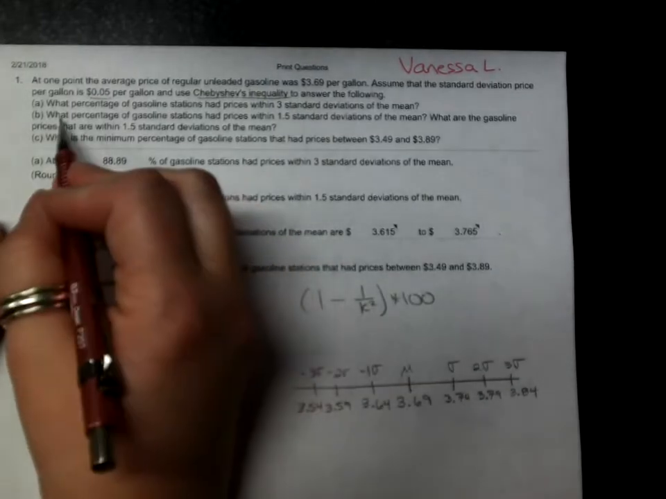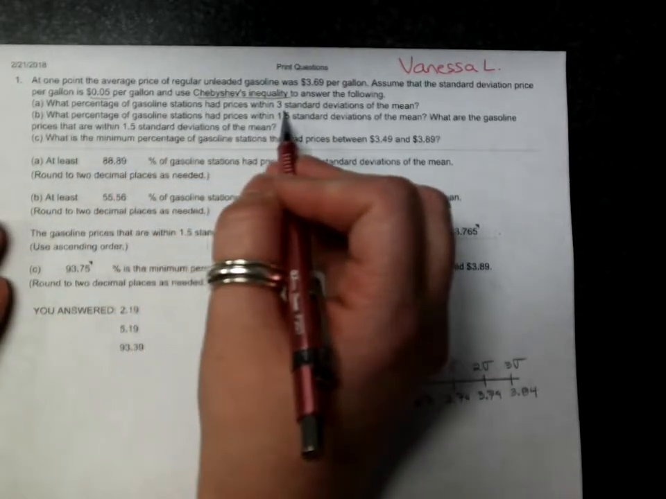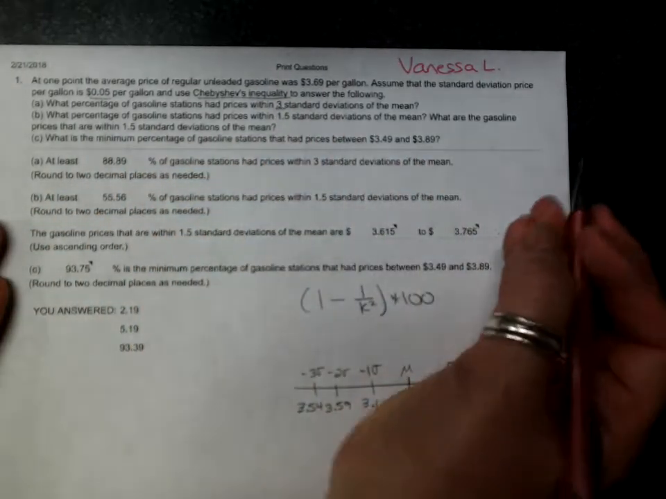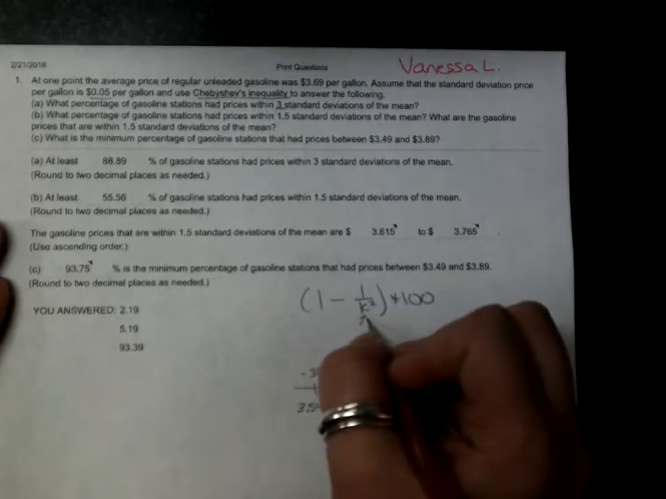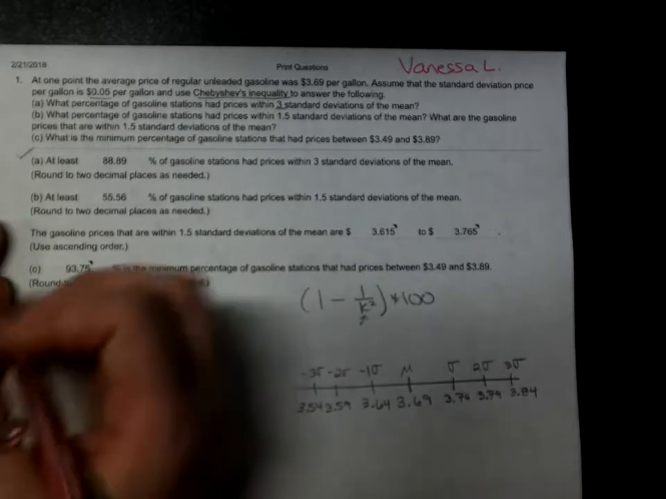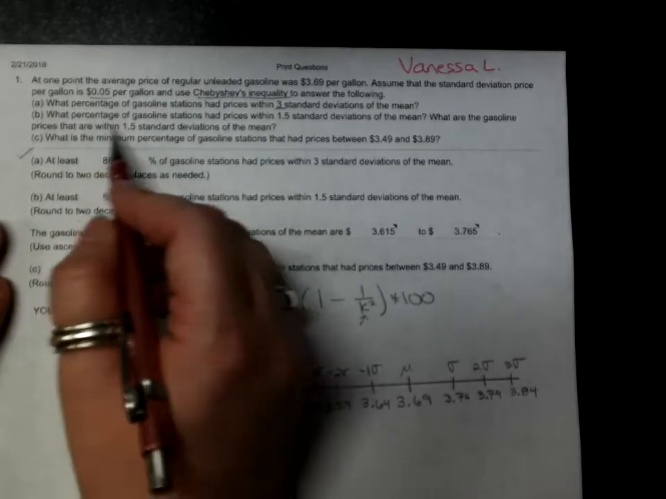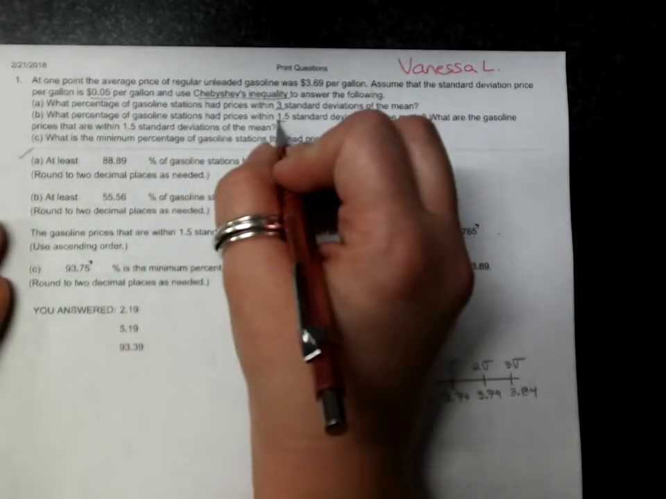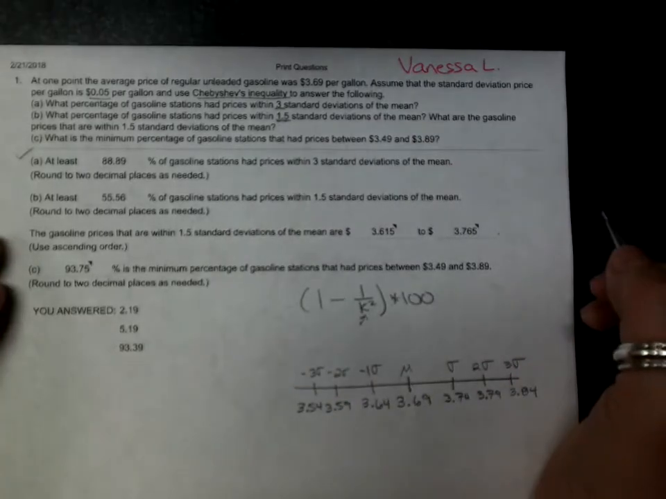So part A, what percentage of gasoline stations had prices within 3 standard deviations? So you'd plug in 3 for k and work out the numbers. I think you said you were good on part A. On part B, it says what percentage of gasoline prices are within 1.5 standard deviations of the mean?